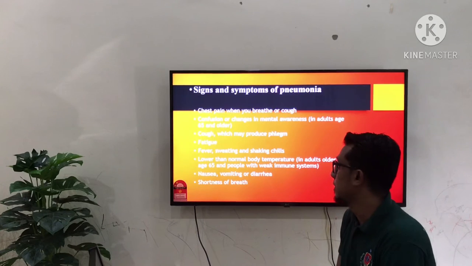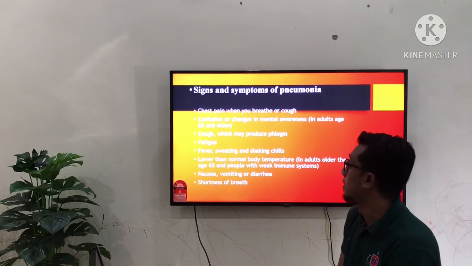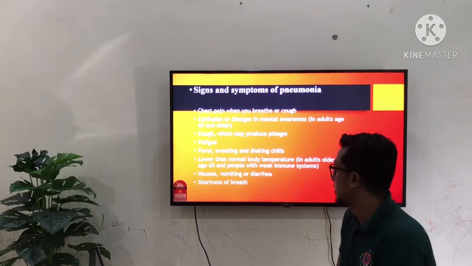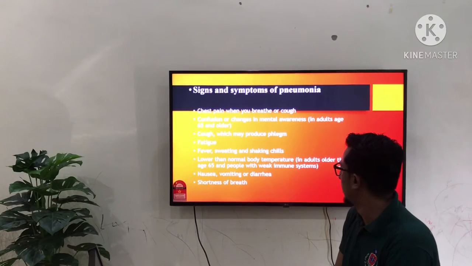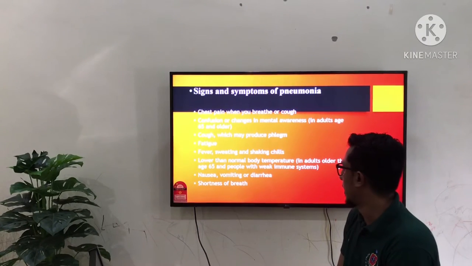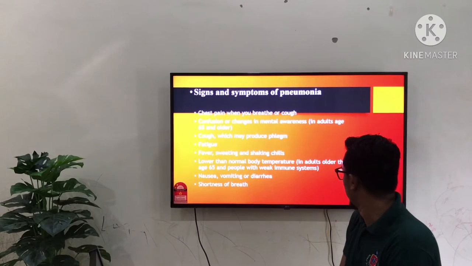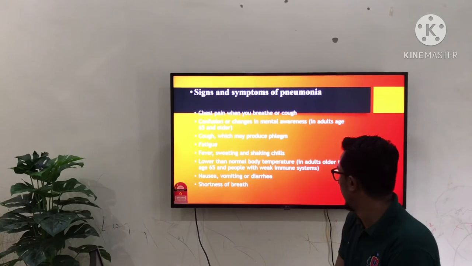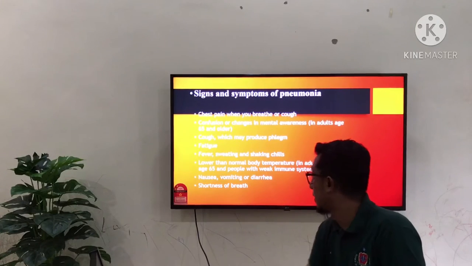Okay, signs and symptoms. Orang yang ada pneumonia dia akan chest pain when you breathe or cough, confusion or change in mental awareness in elder age 65 and older. Cough which may produce phlegm, fatigue, fever, ada demam, sweating and shaking chills, lower than normal body temperatures in adults older than age 65 and people with weak immune system, nausea, vomiting or diarrhea, shortness of breath.